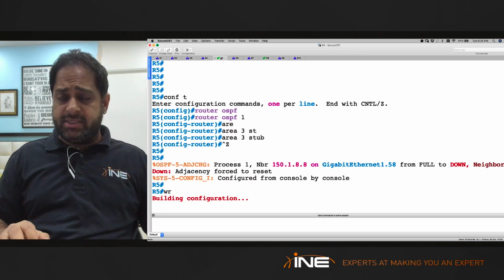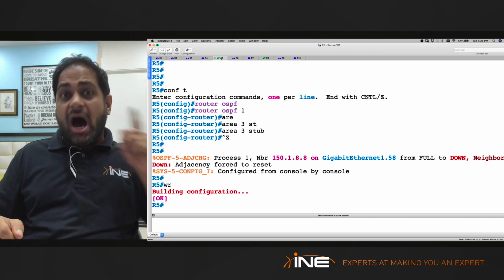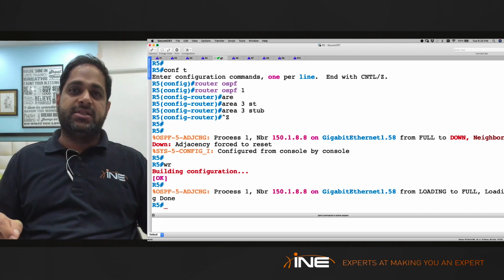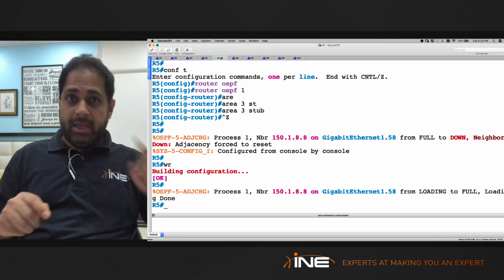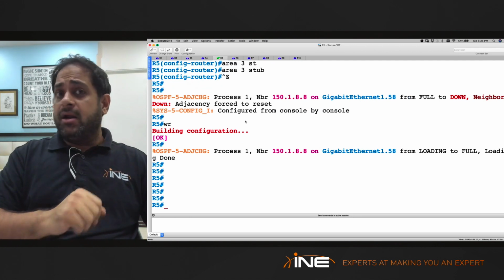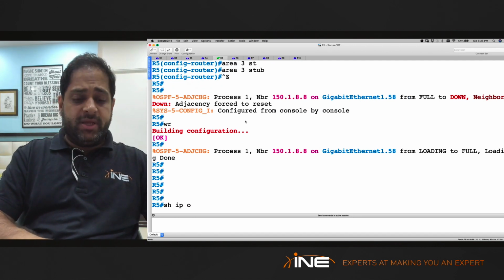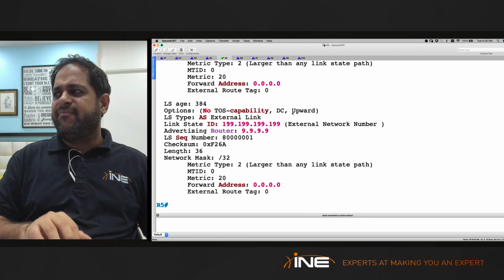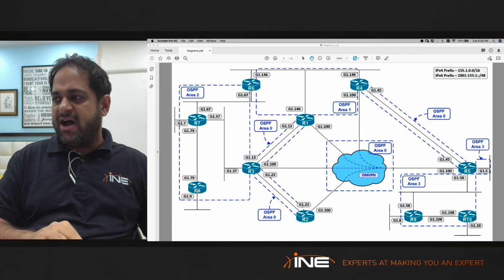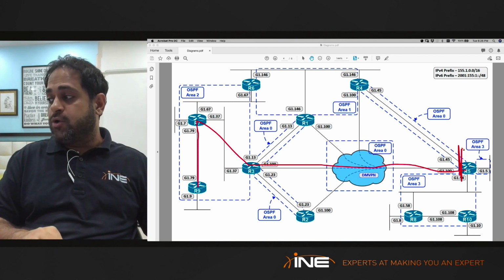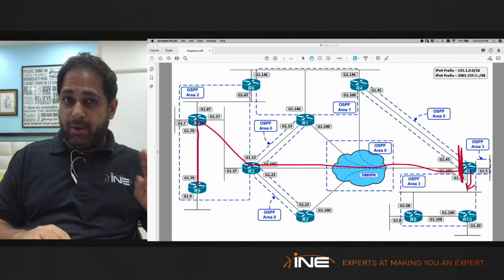The minute I do this, you would now see that R5, who's the ABR, would block type 5 LSA and block type 4 LSA going into area 3. Let's quickly verify that. If I look at R5's database, show IP OSPF database external, he has type 5. Why does he have type 5? He's getting type 5 from here. Basically, 5 is coming from 9, going to 7, 3, and then coming to 5. R5 is going to block it, and he would not send LSA 5 and 4 down. Let's quickly verify that.